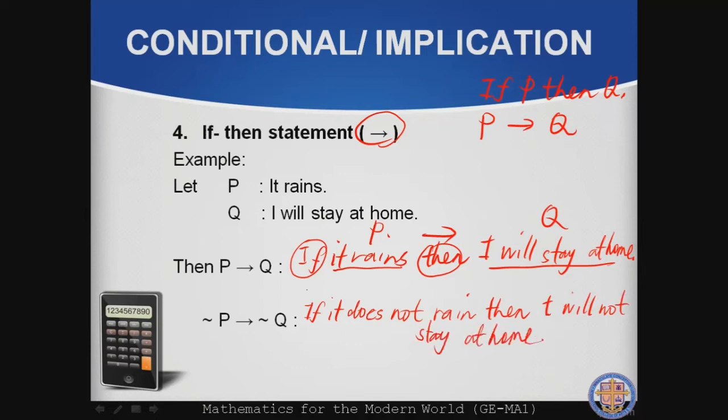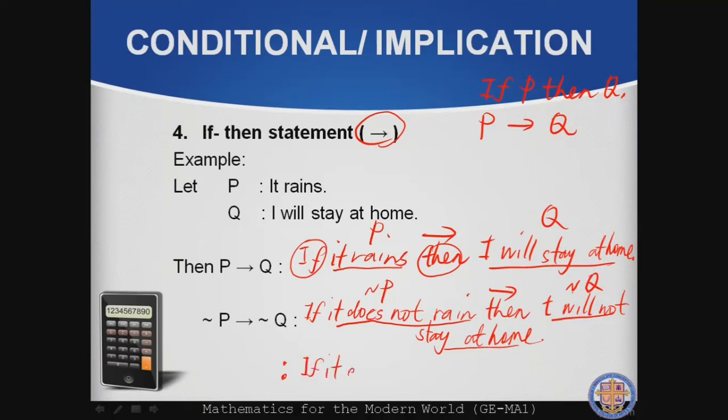It does not rain is the negation of P. Then the if-then, as I've told you, is the arrowhead pointed to the right, and I will not stay at home is the negation of Q. So you complied with your symbols: if not P, then not Q. What if I give you another example here? I will write my example, an English statement translated into symbols.